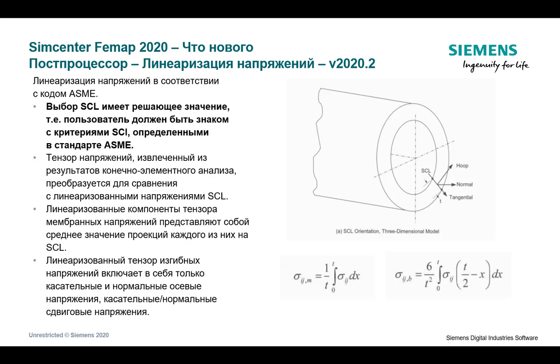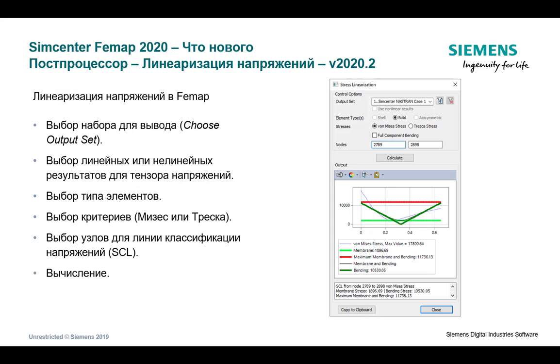It is important to understand the principles of stress linearization, as choice of the SCL, the stress classification line, is critical, and the user should be familiar with the criteria for proper SCL definition as defined in the ASME standard. Stress tensors are extracted from FEA results and transformed to be aligned to the stress classification line, and then the linearized membrane stress tensor components are the average of each along the SCL, and linearized bending stress tensor only includes hoop and normal axial stress and hoop normal shear stress.